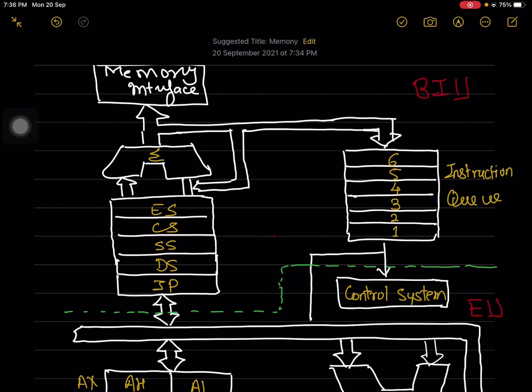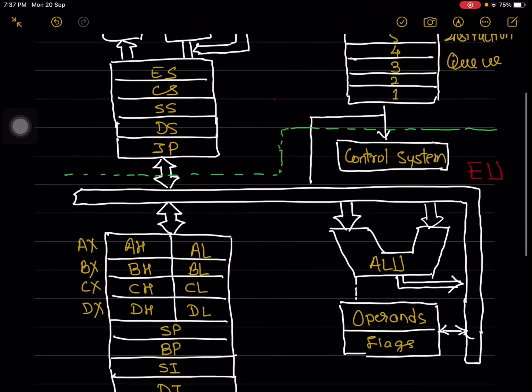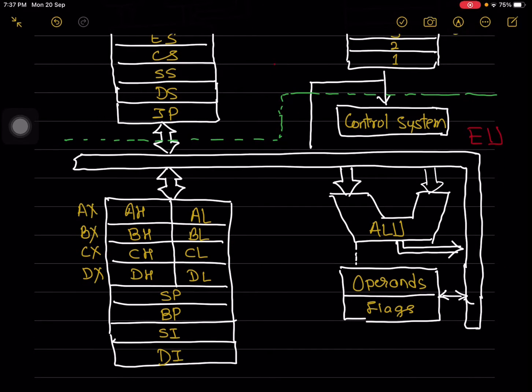Okay, students, so this is our second part of the architecture of 8086. In the previous part we have discussed the bus interface unit, and in that we have seen the segment registers, summation unit, instruction queue and memory interface. Now in this part of the architecture we are going to discuss the execution unit. So the architecture has mainly two parts, bus interface unit and execution unit.